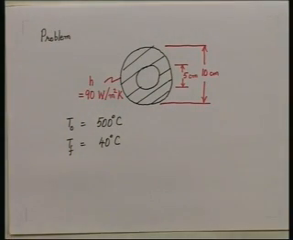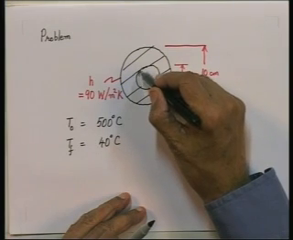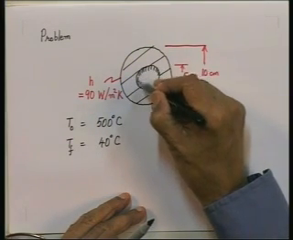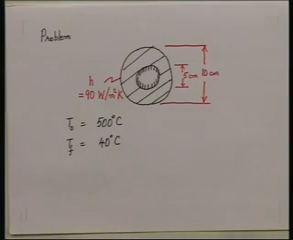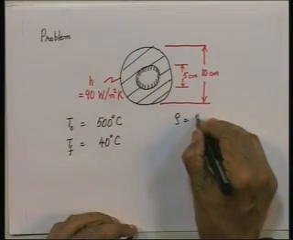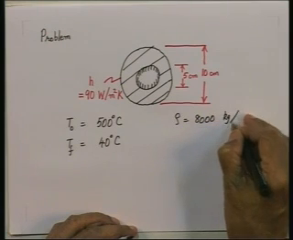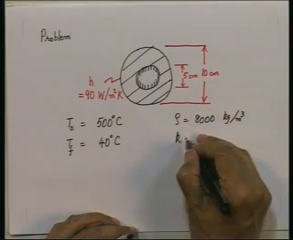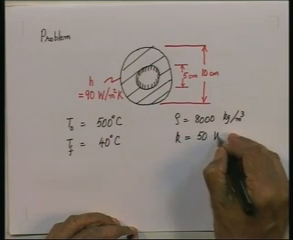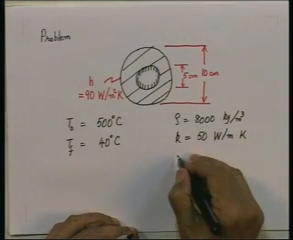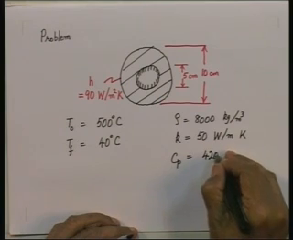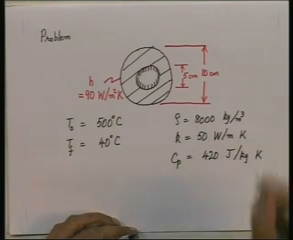You are told that there is negligible heat transfer at the inner surface. So, at this inner surface in the hollow sphere, there is negligible heat transfer, H is equal to 0, no heat transfer. So, all the heat transfer is taking place from the outer surface. The properties of the material are given. Rho is equal to 8000 kilograms per meter cubed, it is a metal. K, the thermal conductivity, is about 50 watts per meter Kelvin, and Cp is equal to 420 joules per kilogram Kelvin. These are the properties of the metal.